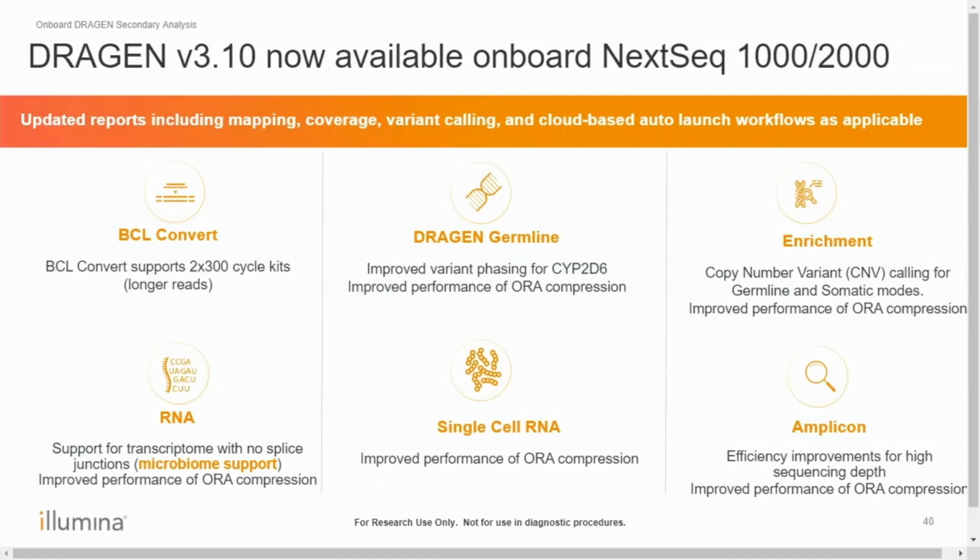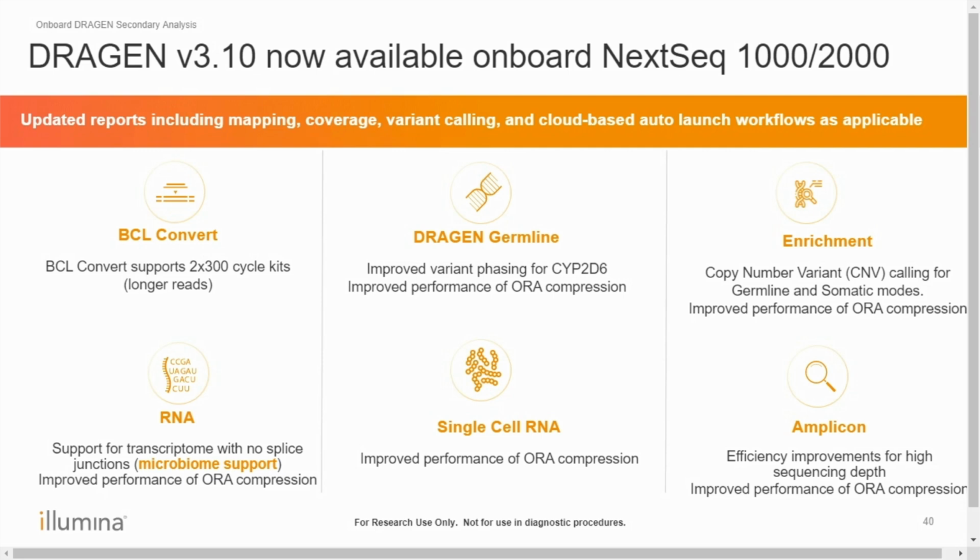We continue to bring updates to onboard DRAGEN. DRAGEN V310 can now be used to generate FASTQ files on board for the 600 cycle kits. It has improved memory allocation, enabling successful processing of longer read data. And as we just heard from Sam, these new longer read kits support 16S metagenomics, immune repertoire profiling, shotgun metagenomics, and more.